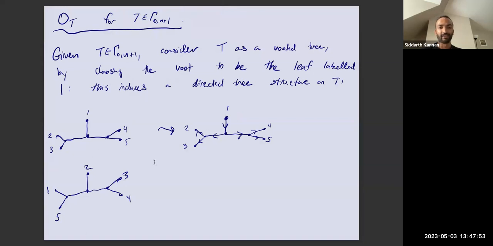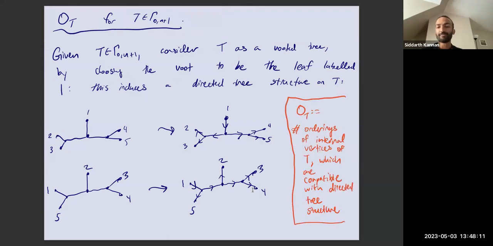And then here's another example of another stable tree with 5 leaves. But now the leaf labeled 1 is over here. So if I do this procedure again, I get this directed tree structure. And O sub T is going to be the number of orderings of the internal vertices which are compatible with the directed tree structure. The directed tree structure gives me some partial ordering, like this vertex is less than this vertex, and it's also less than this vertex. So I want to count the number of ways to order these 3 vertices that is compatible with that rule. And similarly here, I think it's going to be 2, because I have to put this one first, and then I can freely order these 2 because they're not comparable in this partial ordering. Whereas here it's 1, because I have 3 internal vertices and they form a directed path. So this has to be first, this has to be second, and this has to be third. So that's what this O sub T factor is.